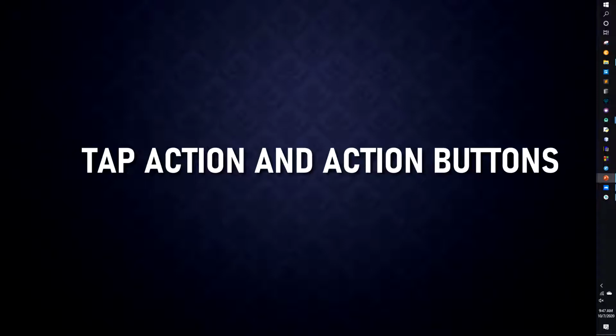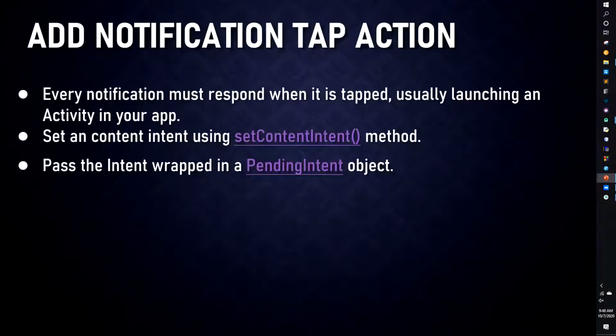Okay, so to implement the tap action and action button for your notification, so that when the user clicks that specific notification, you use an intent here. Every notification must respond when the user taps it. Usually we launch an activity in your app. Whenever you receive a notification, like from Alipay, and click on it, it opens our app, it launches the activity found in that specific app.